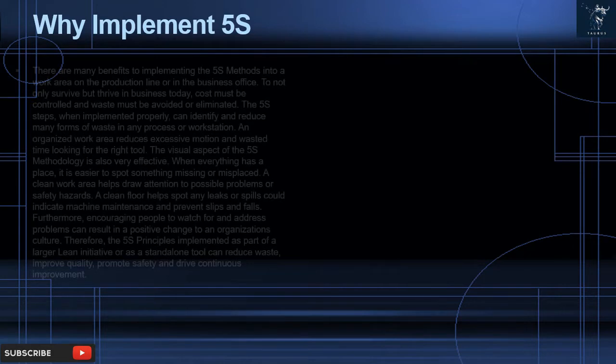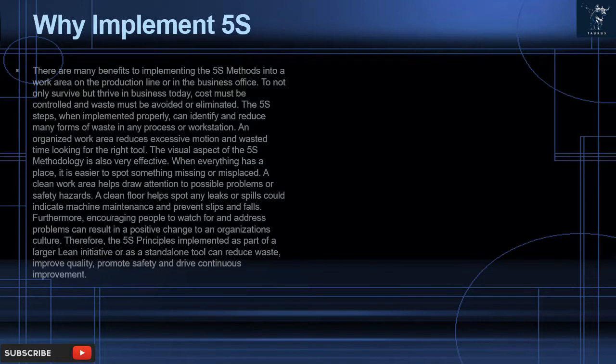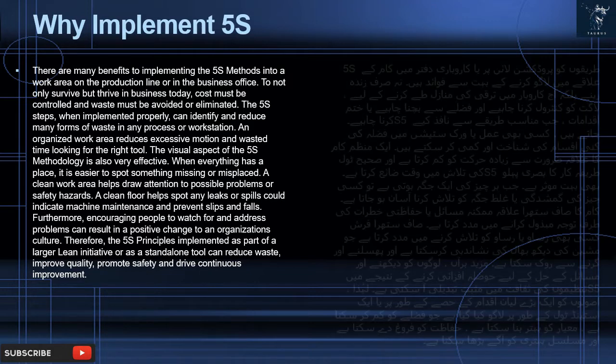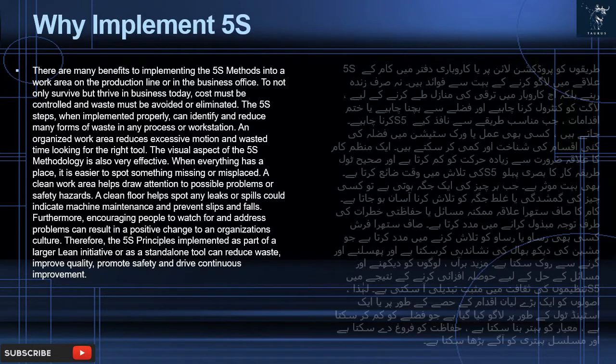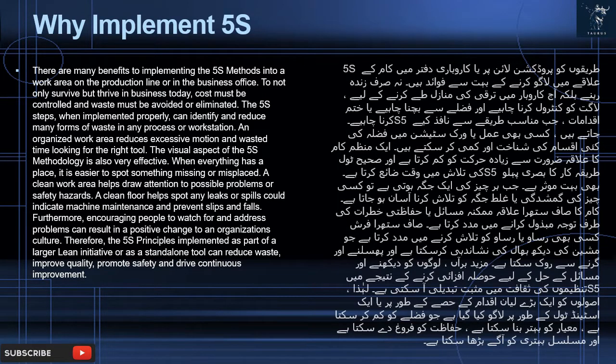When everything has a place, it is easier to spot something missing or misplaced. A clean work area helps draw attention to possible problems or safety hazards. A clean floor helps spot any leaks or spills, could indicate machine maintenance and prevent slips and falls. Furthermore, encouraging people to watch for and address problems can result in a positive change to an organization's culture. Therefore, the 5S principles implemented as part of a larger lean initiative or as a standalone tool can reduce waste, improve quality, promote safety and drive continuous improvement.